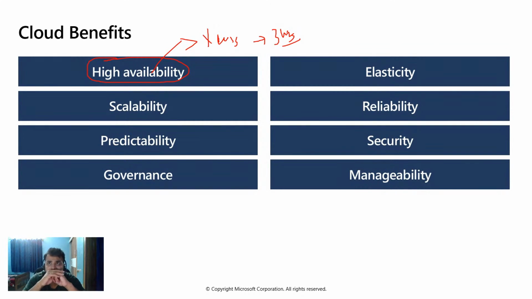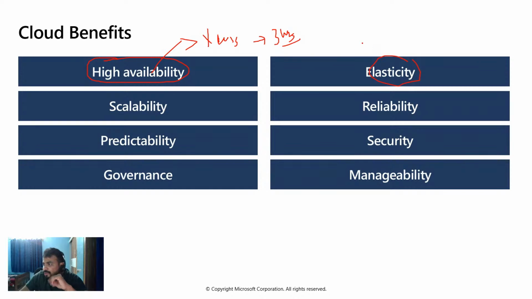Not available enough. But public cloud solves this by various techniques that I'll explain to you later, right? So here what it does, the cloud has its data centers in multiple places. So if one fails, the other will be active. If the primary fails, the secondary will be active. So that's where the availability is ensured.